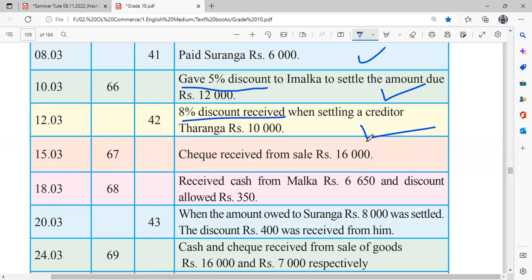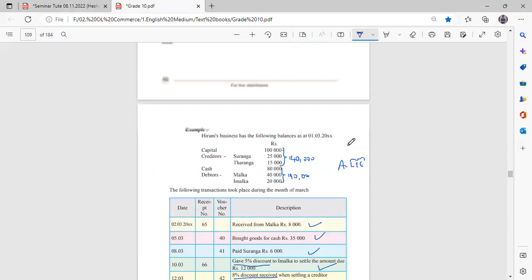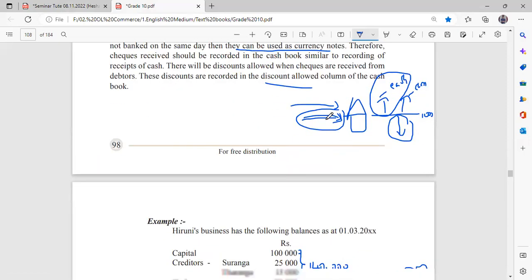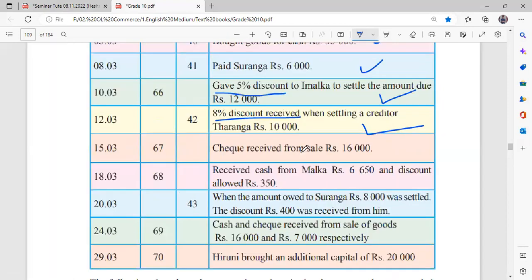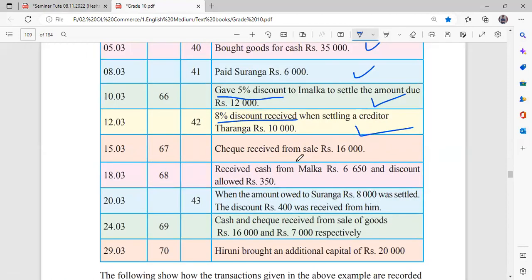Cheque received from sales, rupees 16,000. This is very important. I told you, even when we receive cheques, we need to record them in the cash book until we deposit. It has not been given here that it was deposited on the same day it was received. So we record it in the cash book until we deposit. When we deposit, cash book credit, bank account debit. That is our next lesson. Until we deposit, we need to record it in the cash book.